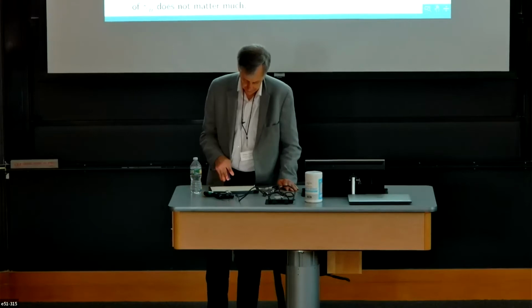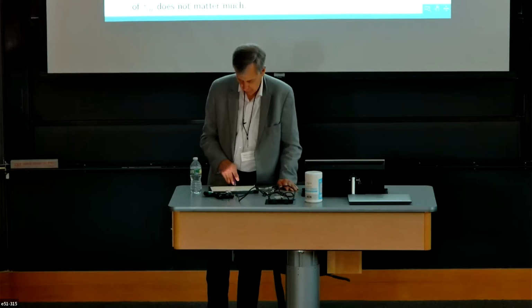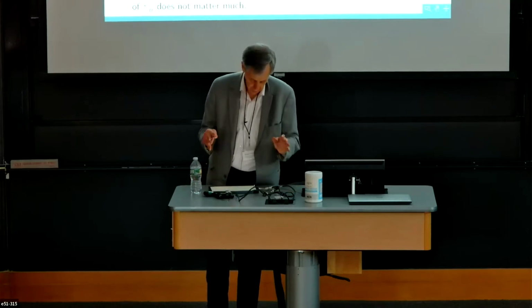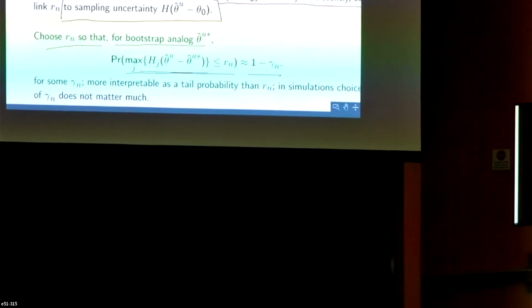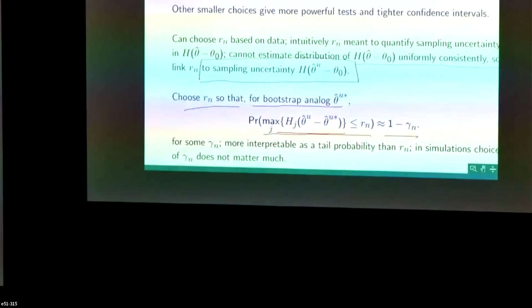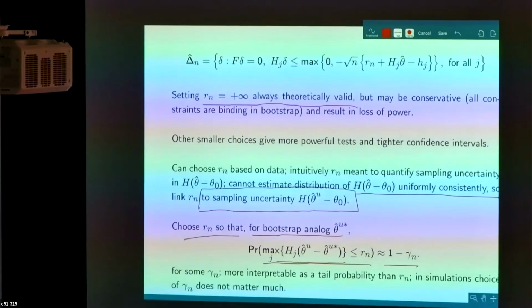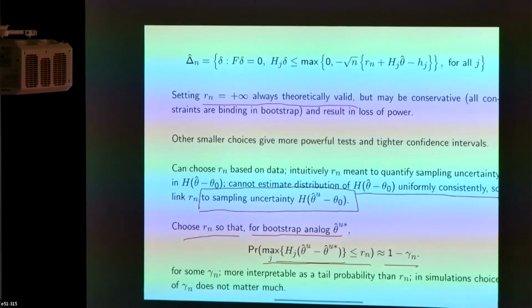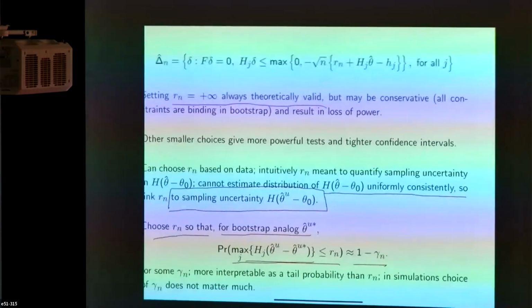But anyway, you can do this. It's straightforward to do. This is a max of a bunch of normals, so you can think about using simple Bonferroni bounds to figure out a gamma n, and we've done that. But it doesn't actually affect the results much. Okay. So that's a good thing, right? It's not that sensitive in any case to gamma n.